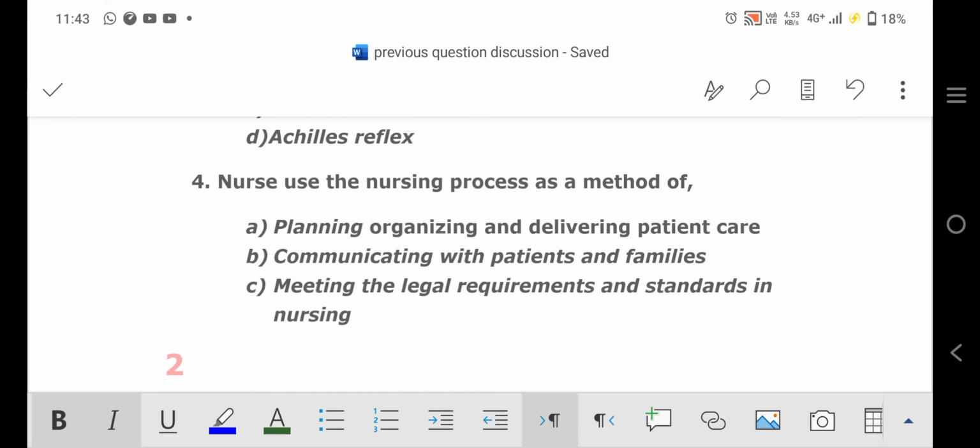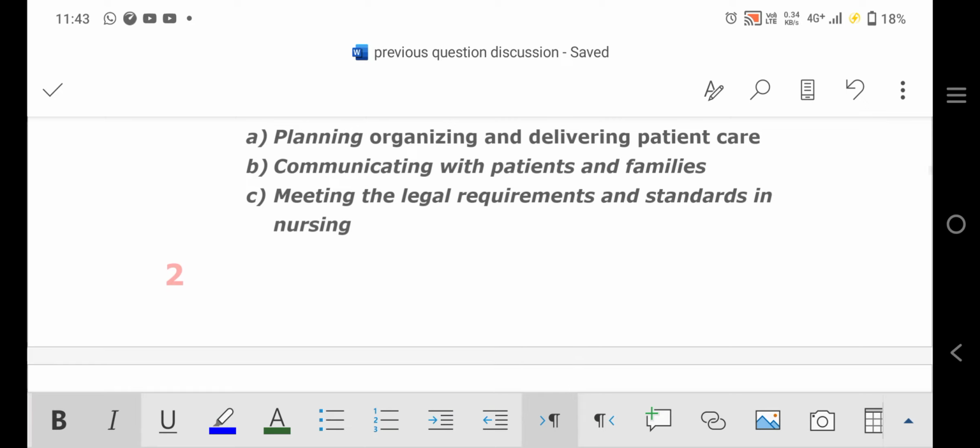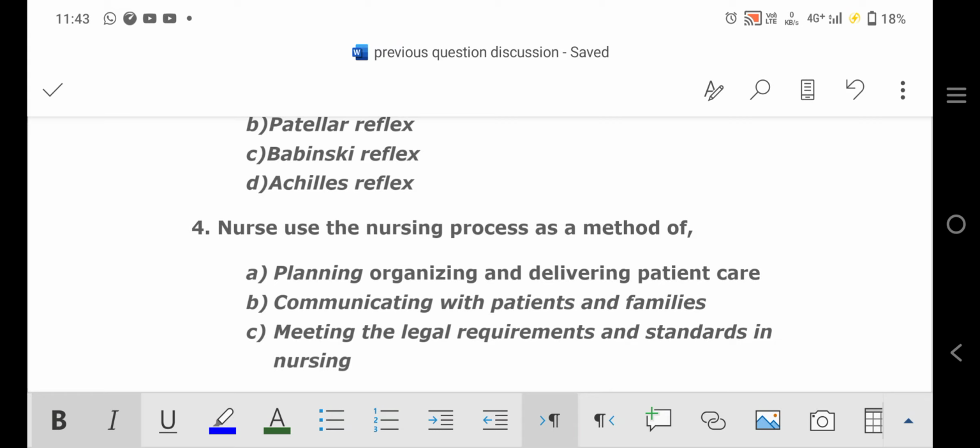Fourth question, nurses use the nursing process as a method of. Option A, planning, organizing and delivering patient care. Option B, communicating with patients and families. Option C, meeting the legal requirements and standards in nursing. Option D, meeting public expectations of nurses. Here the answer is planning, organizing and delivering patient care.